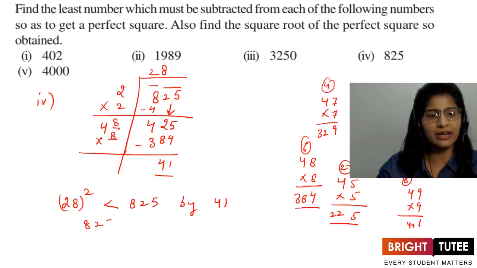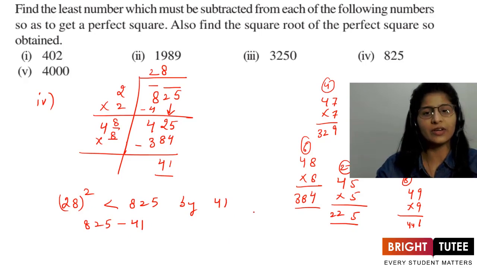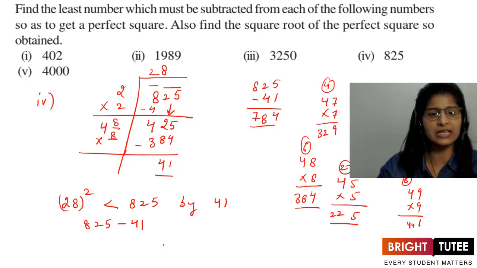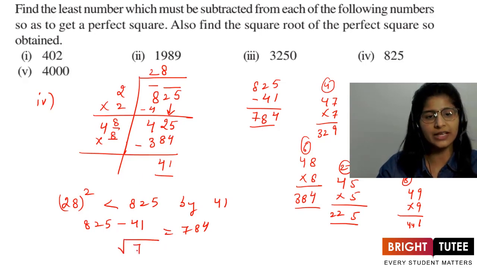So from 825 we are going to subtract 41. Let's subtract 41 from 825. From 825 subtract 41. If we do that, 5 minus 1 is 4. Here we get 12. 12 minus 4 is 8 and here it is 7. So we get 784. Okay, and 784 is square of 28. So square root of 784 is 28.